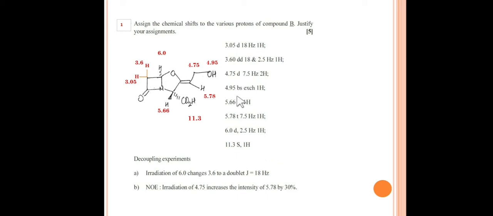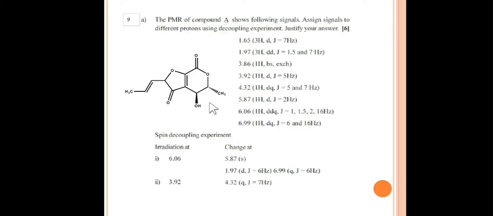Now you can see that if we irradiate this proton, the CH2 protons, there is an enhancement in the signal of this olefinic proton. That means they are closely associated in space. Okay, this proves that our assignment is correct. Okay, let's go for the next problem.